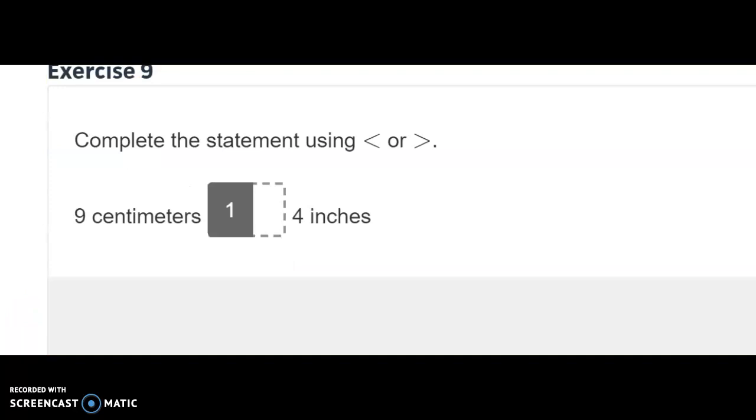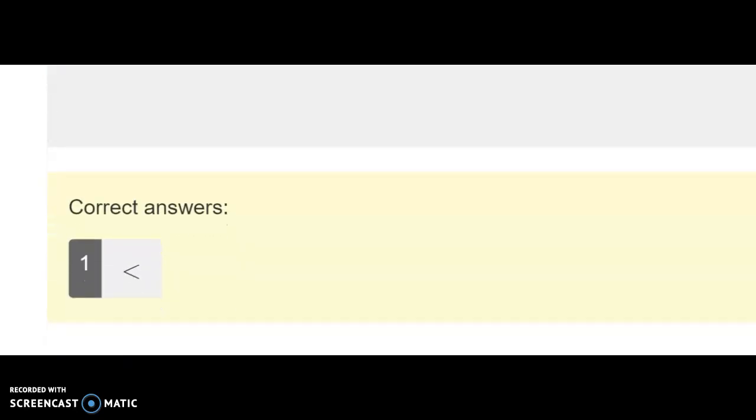9 centimeters equals blank inches. I'm not even going there. I'm just going to show you the answer. Ready? Here it comes.